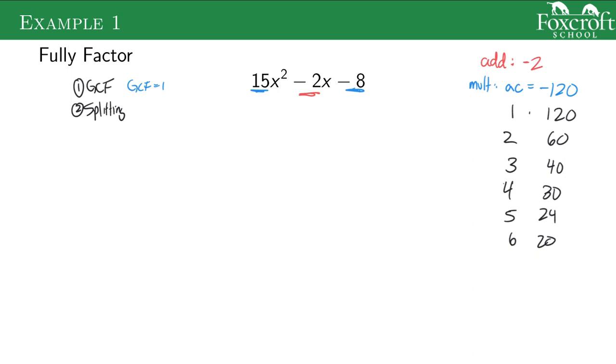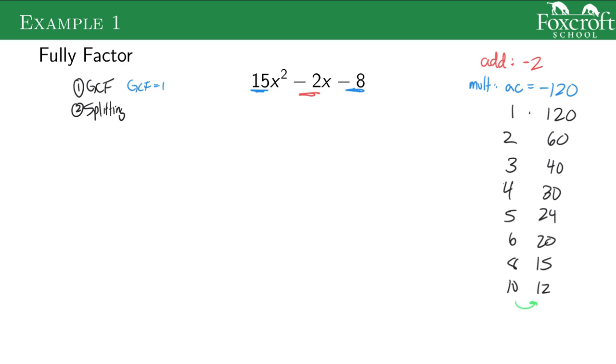7 gives me a decimal, so it doesn't work. 8 and 15. 9 doesn't work. 10 and 12. And 11 doesn't work, and the next one's 12, but 12 I've already gotten in my other column, so I'm done. Once you work your way around to the other column, you're done.